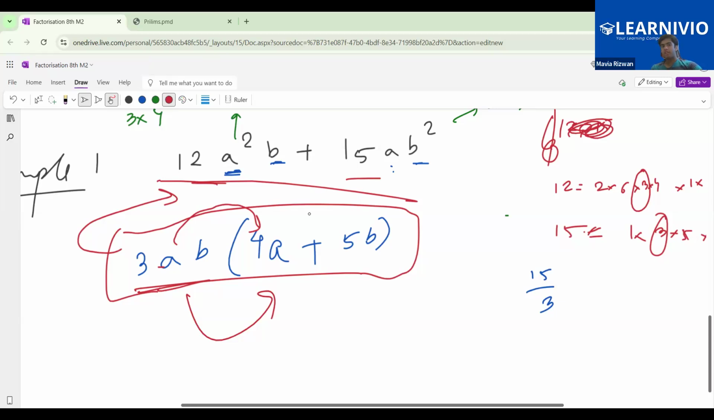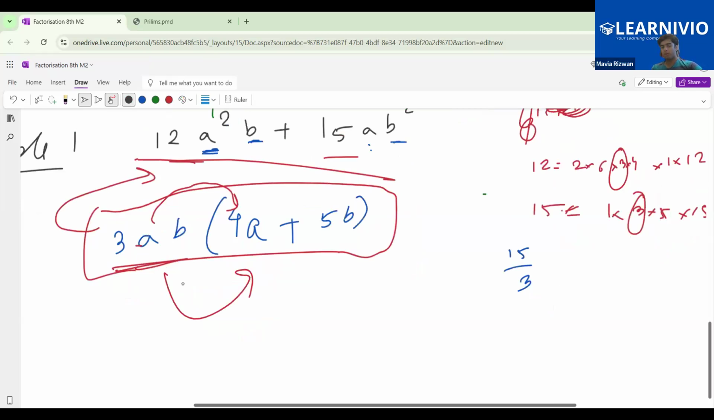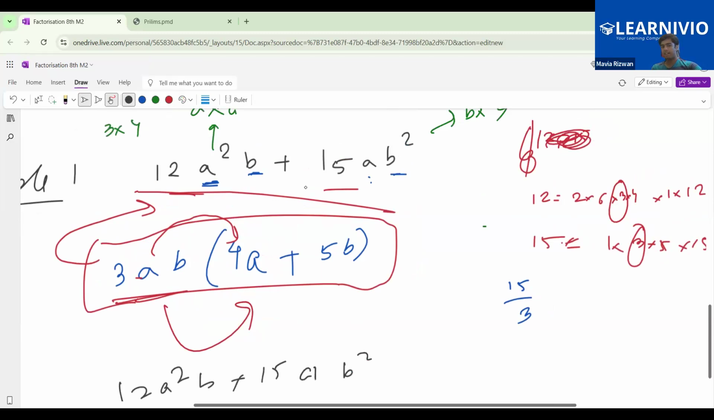Guys, we'll multiply this inside to check. So 3ab into 4a. 3 into 4 is 12. A into a is a square, and b. Plus 3ab into this. So 3 into 5 is 15. A, and b into b is b square. See, exactly we are getting this. So this was example one. I hope this is clear to all of you.